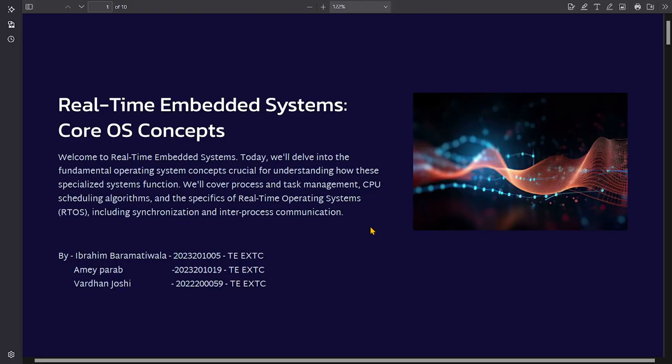Next up, we have the demonstration of FreeRTOS, which is an open source real-time operating system. We'll be demonstrating it through STM32CubeIDE next up after this presentation.